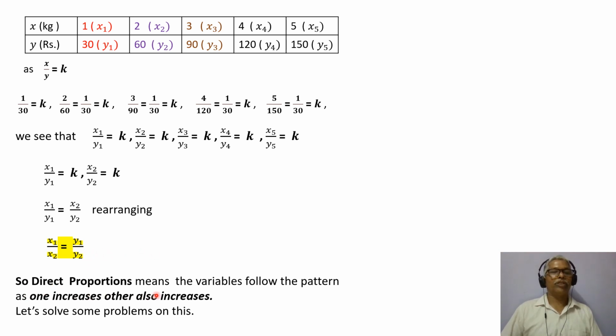So direct proportion means the variables follow the pattern as one increases, the other also increases. Okay, and this is the mathematical form of this, at x1 upon x2 is 1 upon 2 is equal to 30 upon 60, which is also 1 upon 2. So do remember this for solving problems, and we are tackling some problems now.